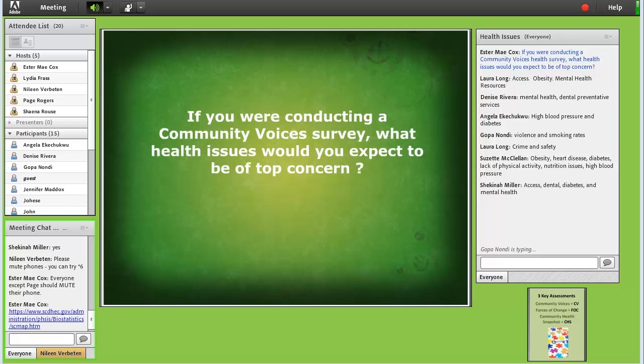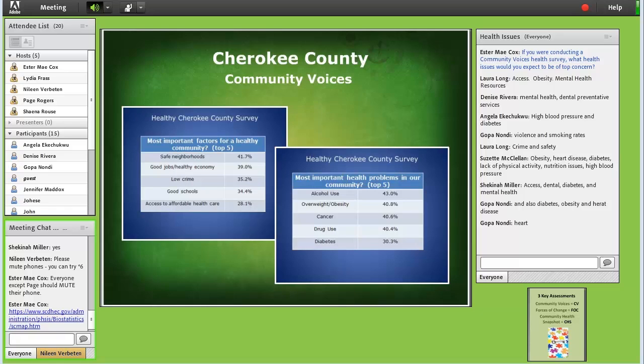Lack of physical activity, nutrition through the BRFSS data, yes, that's really common and important information to include too. Access to care, that comes up a lot as well. Violence and tobacco, yes, those are important too. I'm going to go ahead and advance to the next slide and show you about Cherokee County.